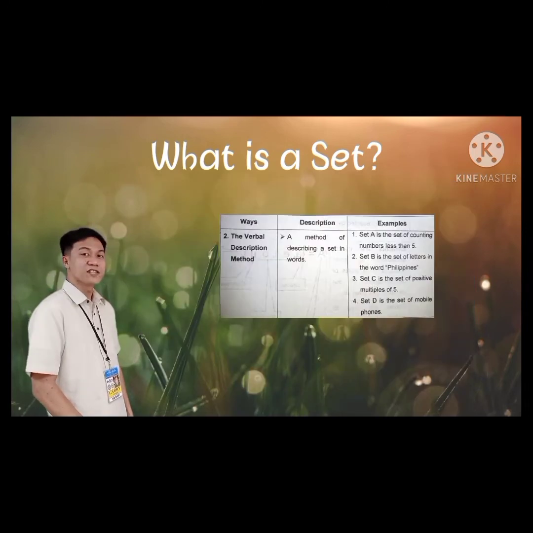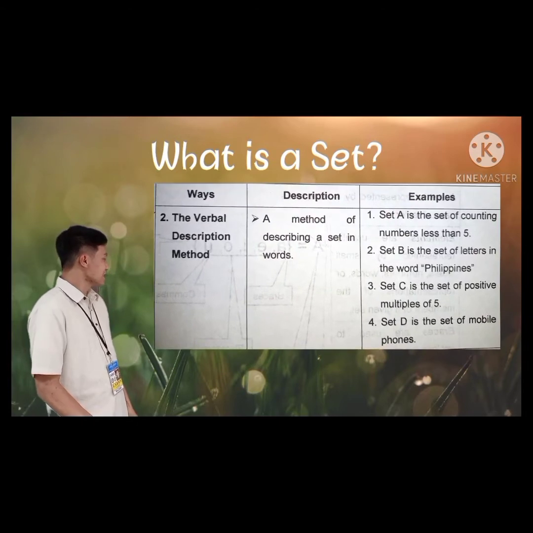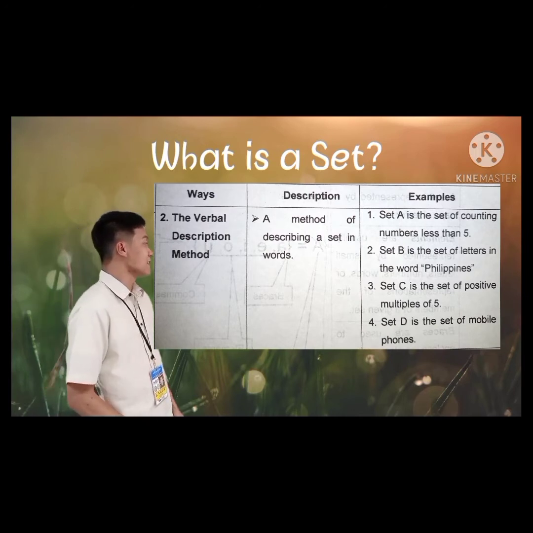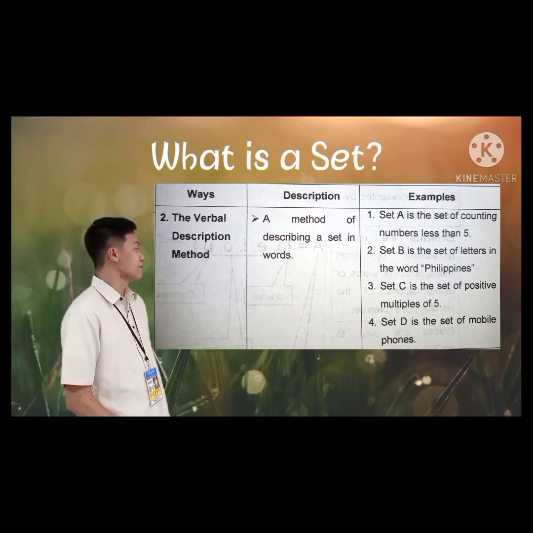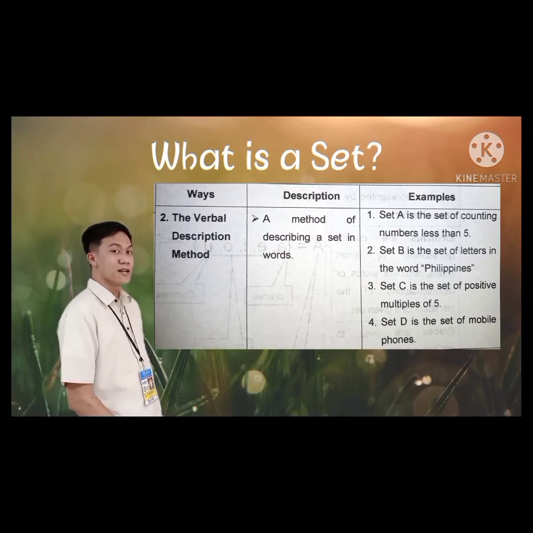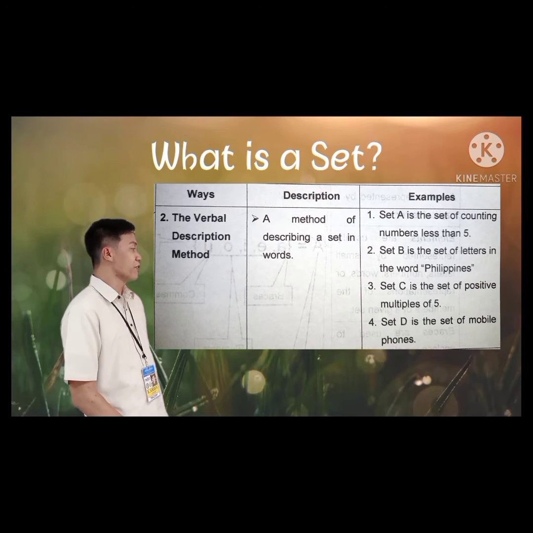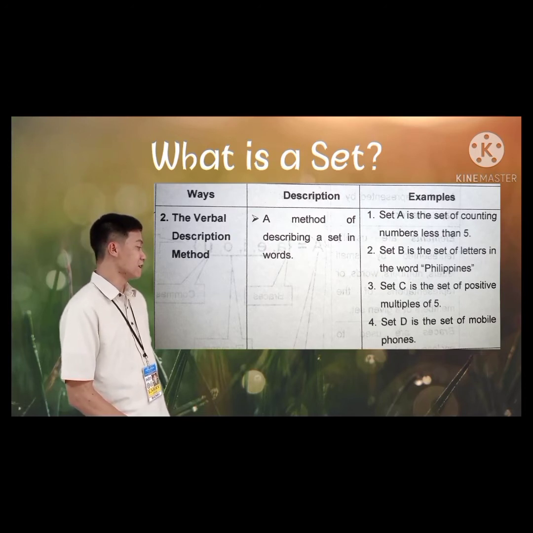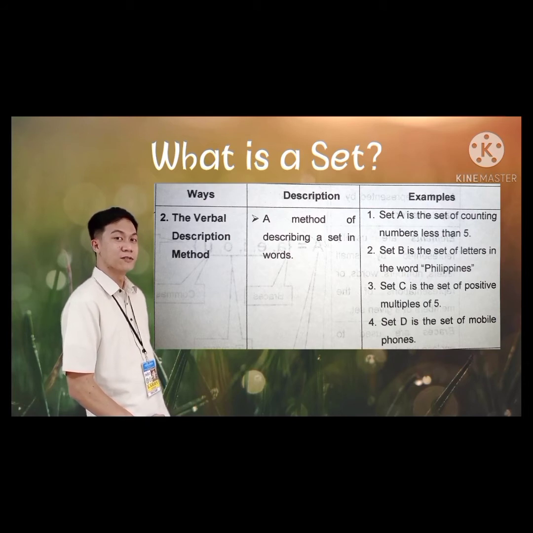Okay, the second way to describe a set is the verbal description method. This is a method of describing a set in words. A set A is the set of counting numbers less than 5. Okay, another example, set B is the set of letters in the word Philippines. Number 3, set C is the set of positive multiples of 5. And set D is the set of mobile phones or brands of a phone.